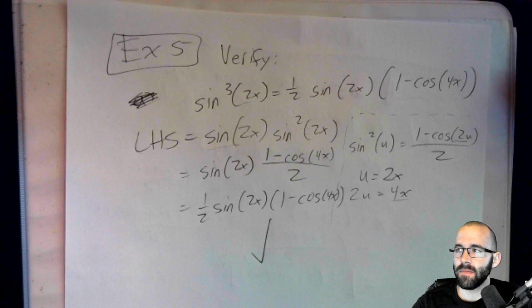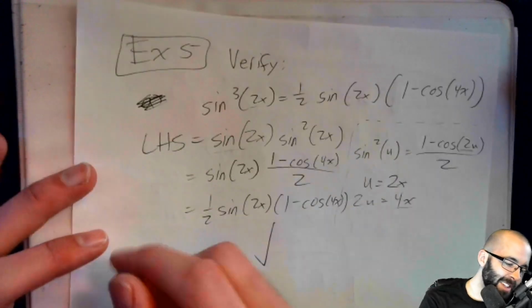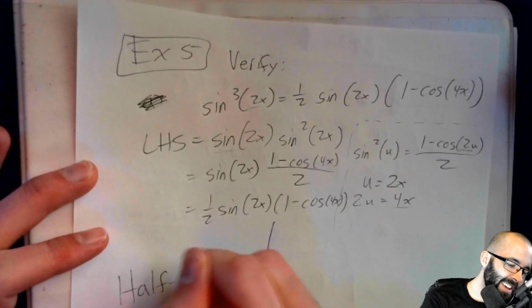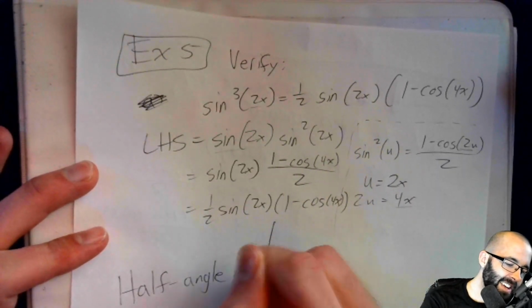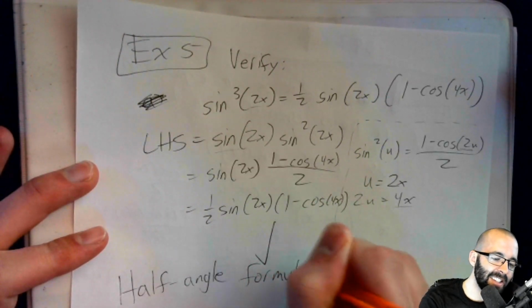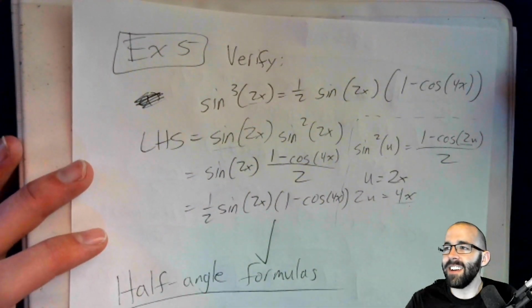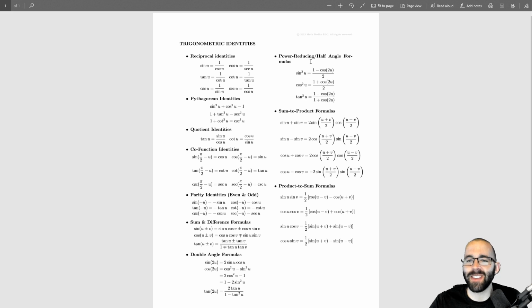All right, so the half angle formulas are kind of funny. Because again, it's just the same thing. In fact, if you look at your identity sheet, I just have them both in the same place. It's the same formula.